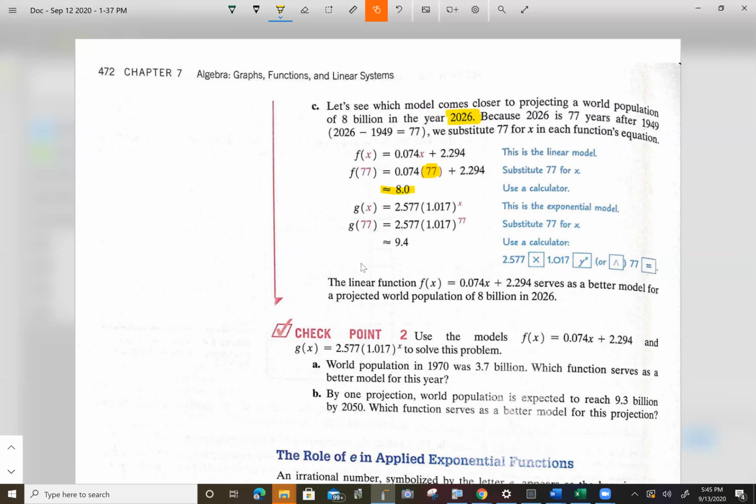And then here, if we put in 77 into the exponential function, we get approximately 9.4. And they're saying that the 9.4 is going to be closer to our world population in 2026.